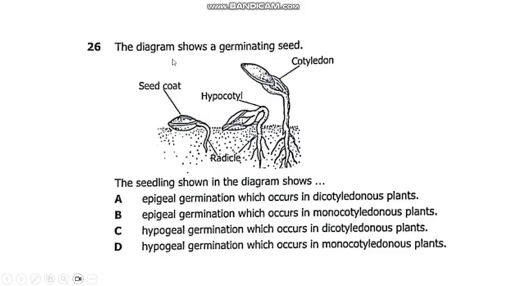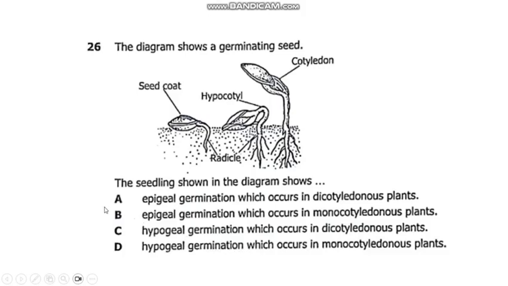The question reads, the diagram shows a germinating seed. So this is the diagram showing the germinating seed. We have the cotyledon, the hypocotyl, the seed coat, and the radicle. The seedling shown in the diagram above shows dash. A. Epigeal germination, which occurs in dicotyledonous plants. B. Epigeal germination, which occurs in monocotyledonous plants. C. Hypogeal germination, which occurs in dicotyledonous plants. D. Hypogeal germination, which occurs in monocotyledonous plants.